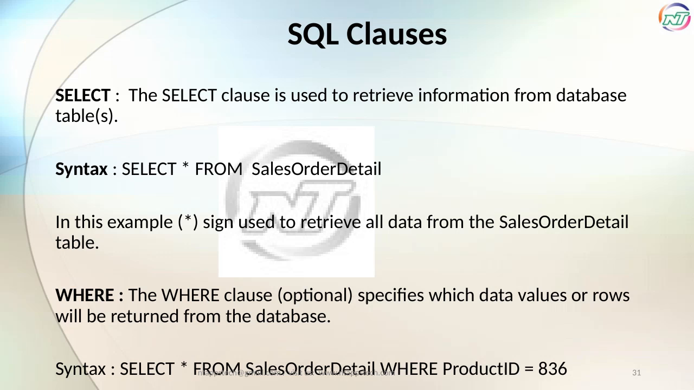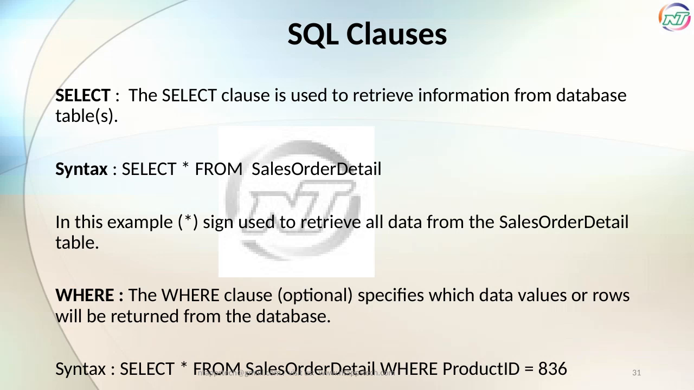The where clause lets you narrow down what rows you want. For example, if you only want information about a specific product, you can add where product ID equal to 836 after the select statement. This way, you're telling the database to only return rows where the product ID is 836. The where clause is optional, but it's very helpful when you want to work with a subset of data instead of the entire table.